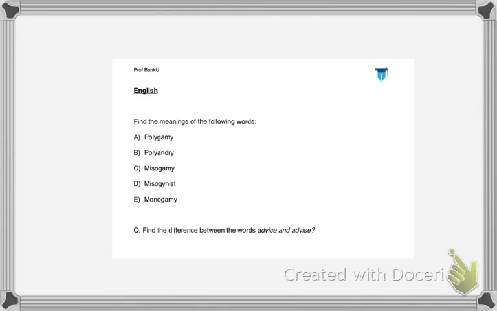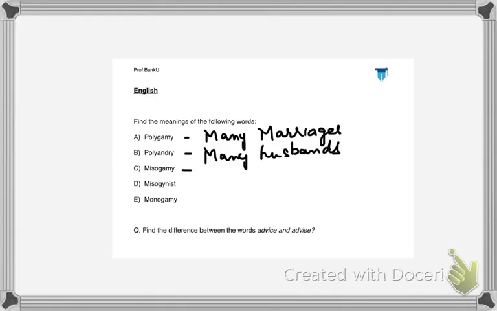First of all, talking about the meanings. The meaning of polygamy is many marriages. When a person is involved in many marriages, that is called polygamy. Polyandry means many husbands. A woman having many husbands is what we call polyandry. Misogamy means one who hates marriages. Here, mis means hate or dislike, and gamus is the root for marriages.